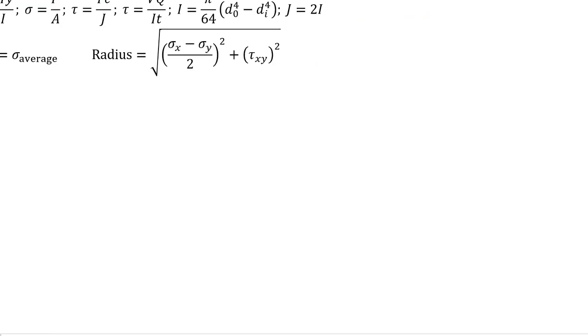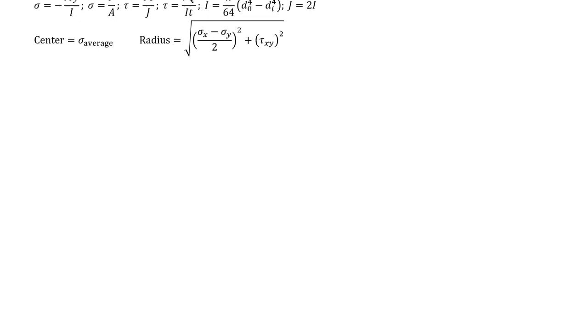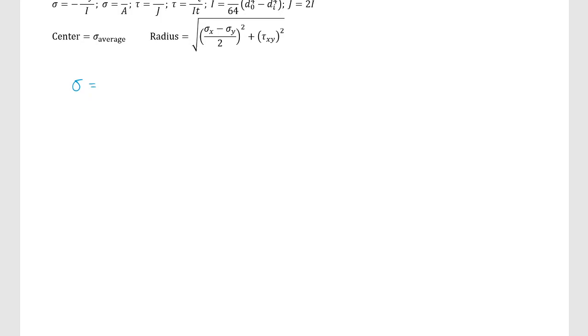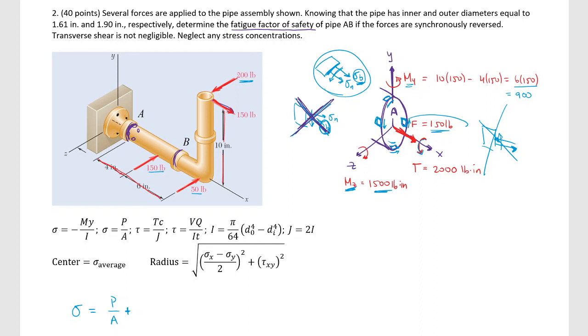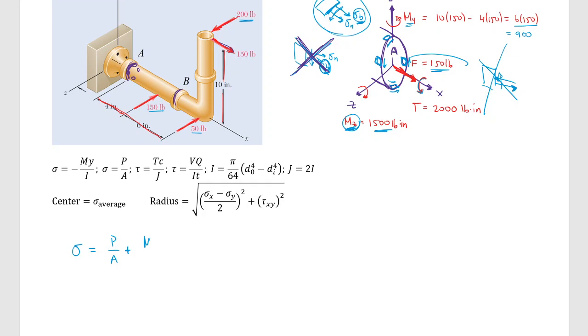I'm going to have a total sigma of P over A in tension. So I'm going to expect that to be positive, and M y over I also expecting to be positive because it's under tension, right? This M for that tension here, like I said, is due to Mz. So this is going to be Mz times y over I.